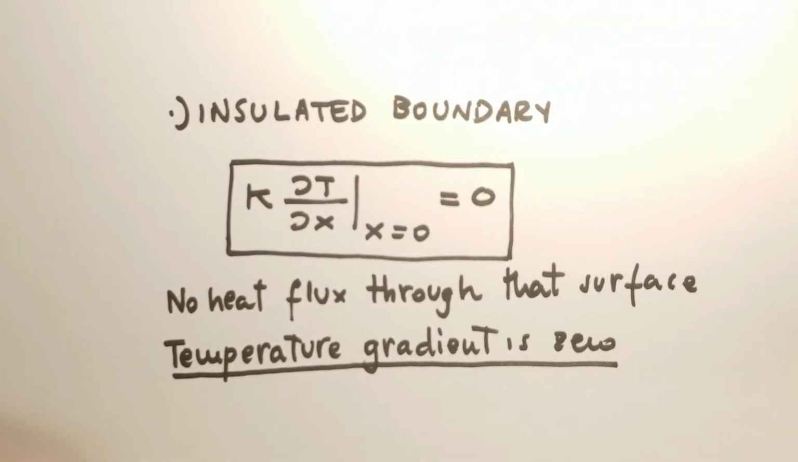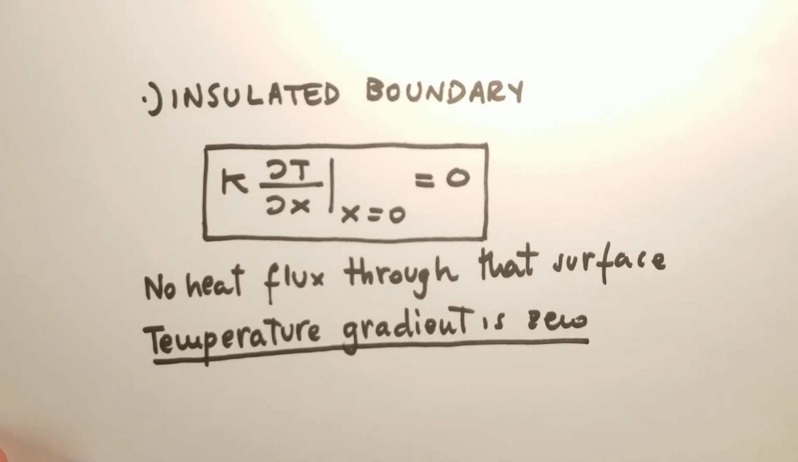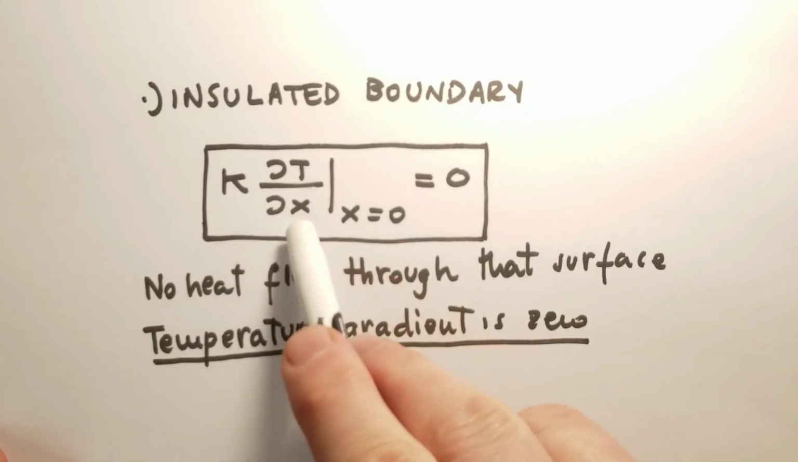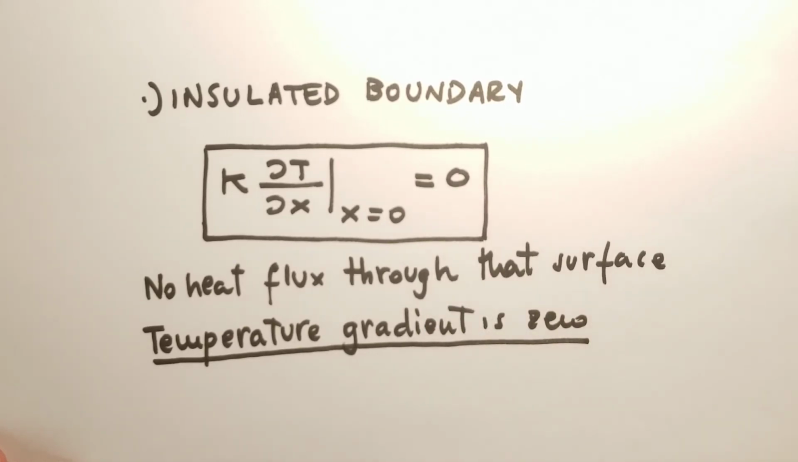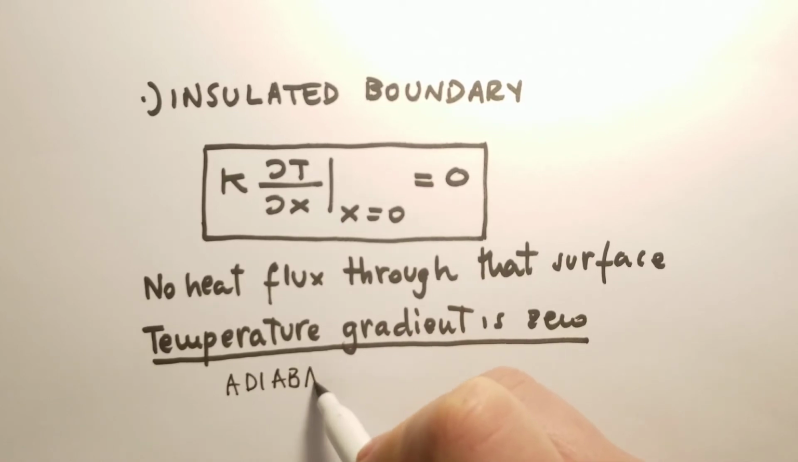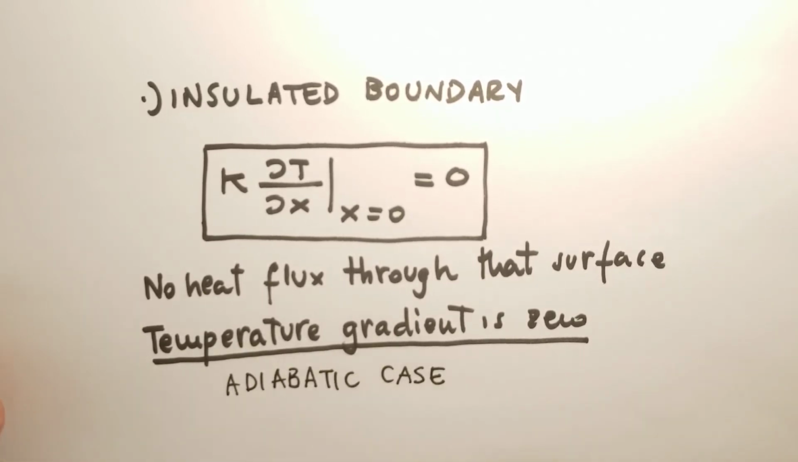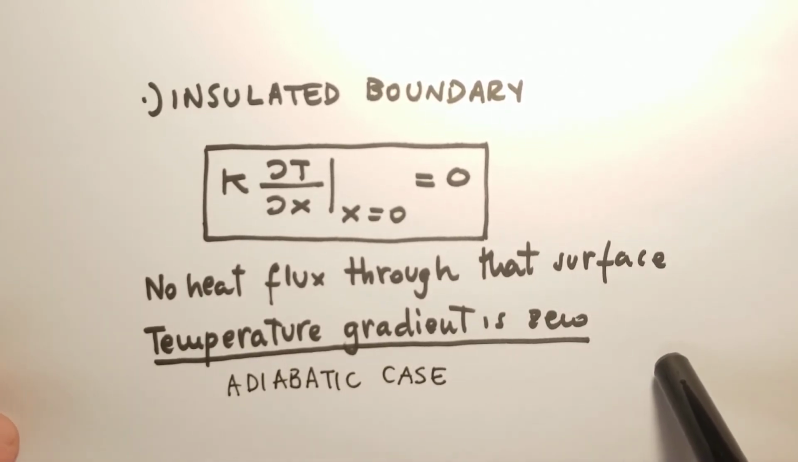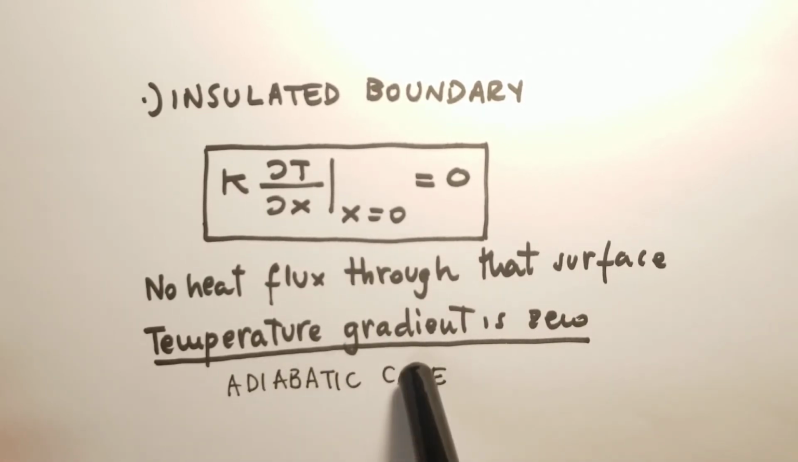A subcase of the previous one of specified heat flux is when we have an insulated boundary. In this case, k partial T partial x is equal to 0. So there's no heat flux. This is called the adiabatic case. So there is no heat flux through that surface, the surface that's perpendicular to the coordinate x. So the temperature gradient is 0.